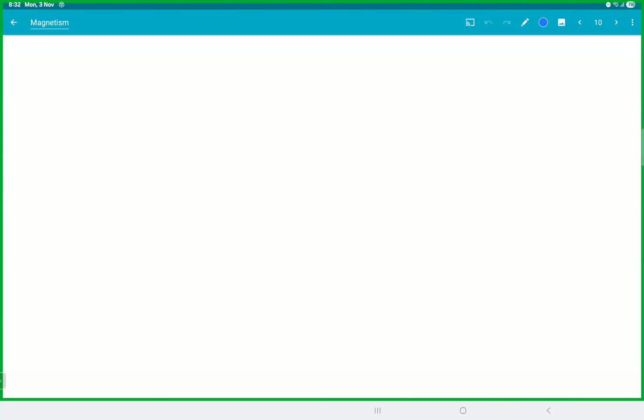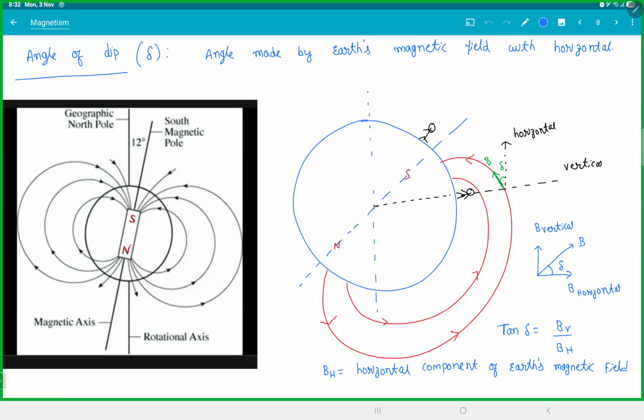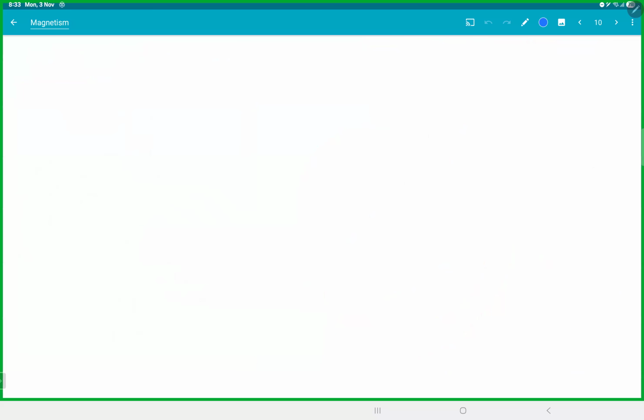So let's go ahead with this. The last thing that we did was BH and angle of dip. Next one is vibrational magnetometer. Quite an important one in entire magnetism, right? Half of the times whenever they ask questions, it is based on this thing.